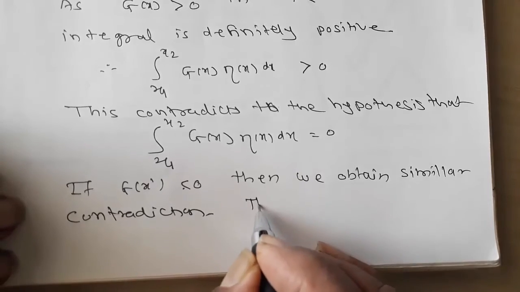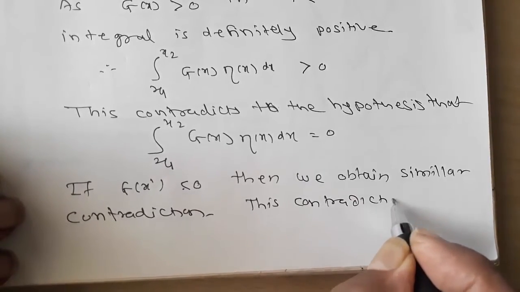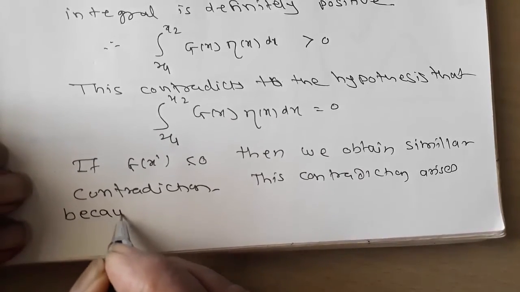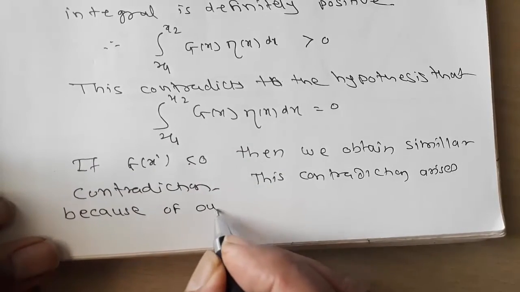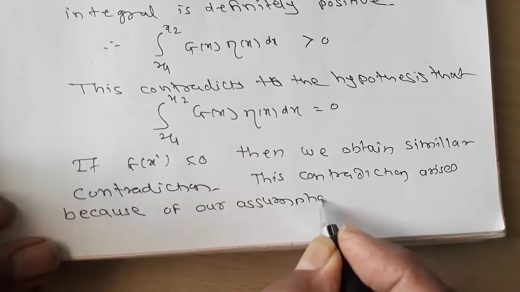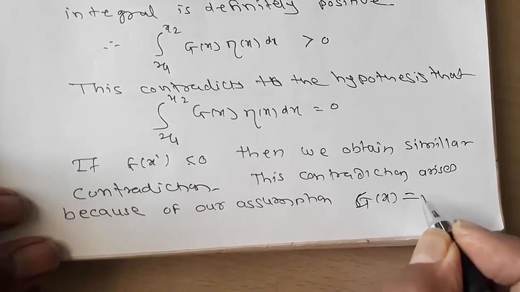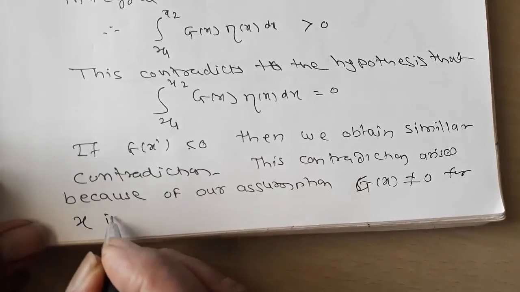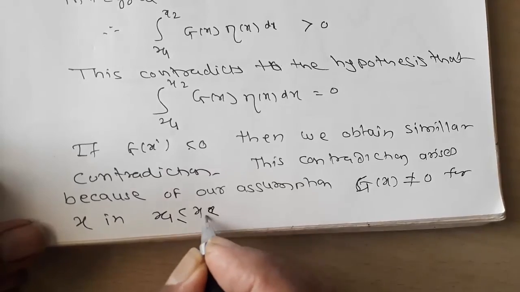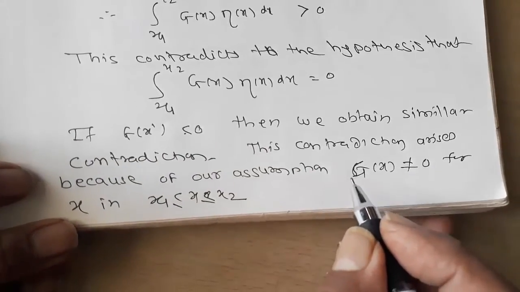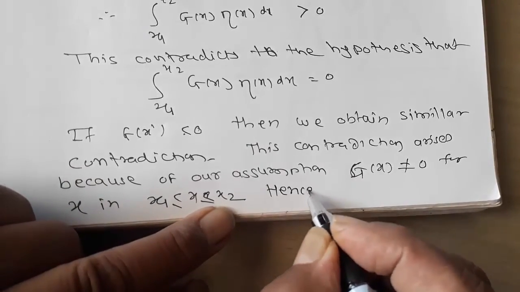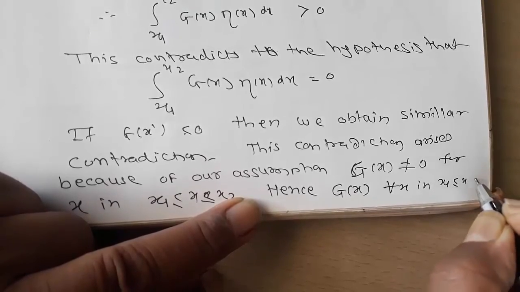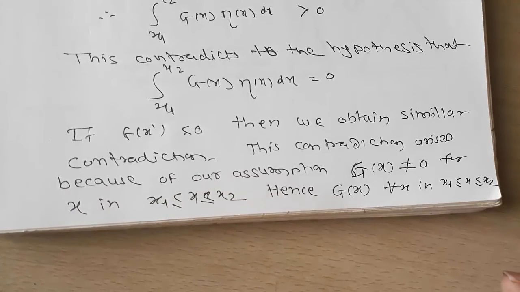This contradiction arises because of our assumption g(x) not equal to 0 for x in x1 less than or equal to x less than or equal to x2. And from this we can conclude that g(x) equals 0 for all x in x1 less than or equal to x less than or equal to x2. This proves the lemma.